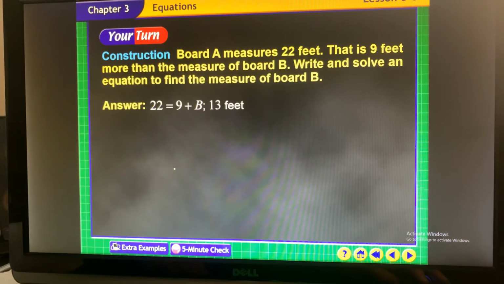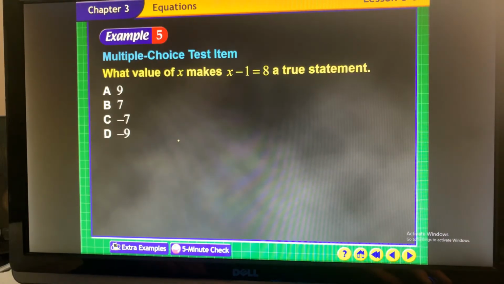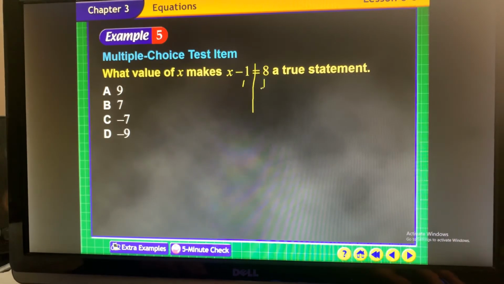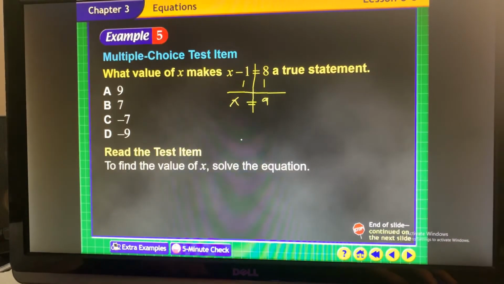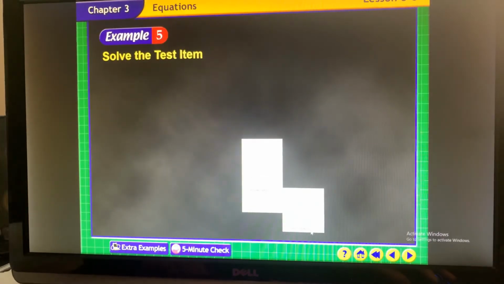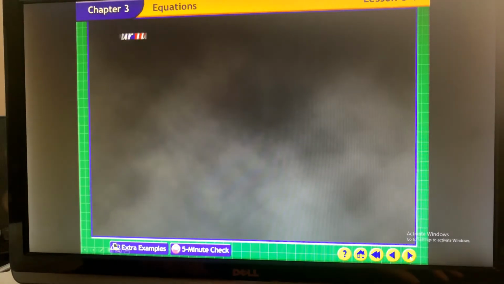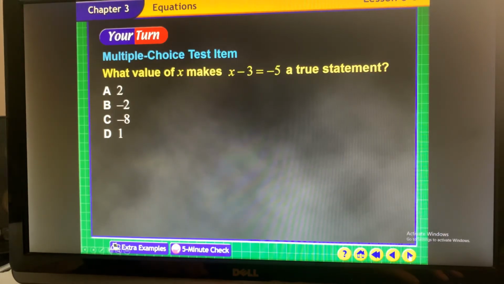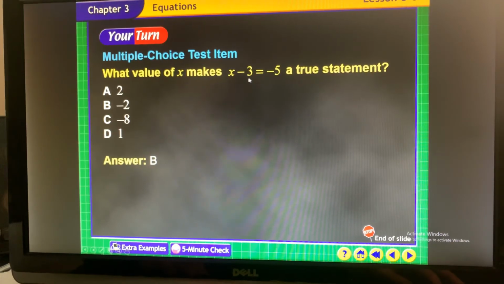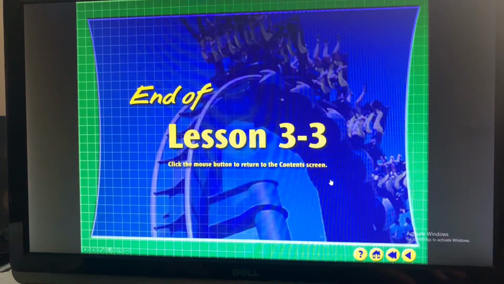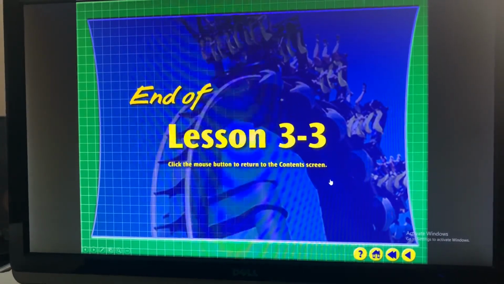Same kind of process. There's your equation. It should not be a capital B, by the way, but they're using it there. It should be lowercase. What value of x makes x minus 1 equal 8? Well, you add 1 to both sides. X must equal 9. That's your solution. What value is going to make this true? B, negative 2. You're going to add 3 to both sides. And that's it. That's solving one-step equations, addition and subtraction.